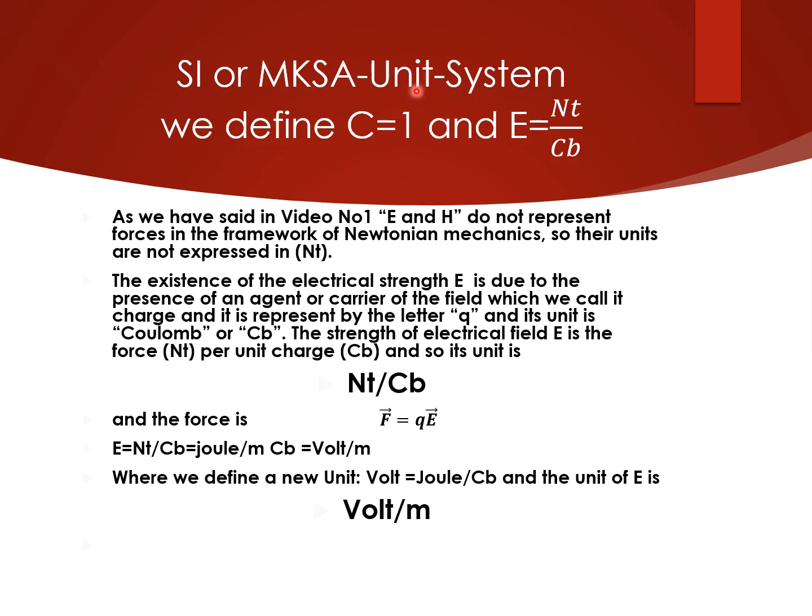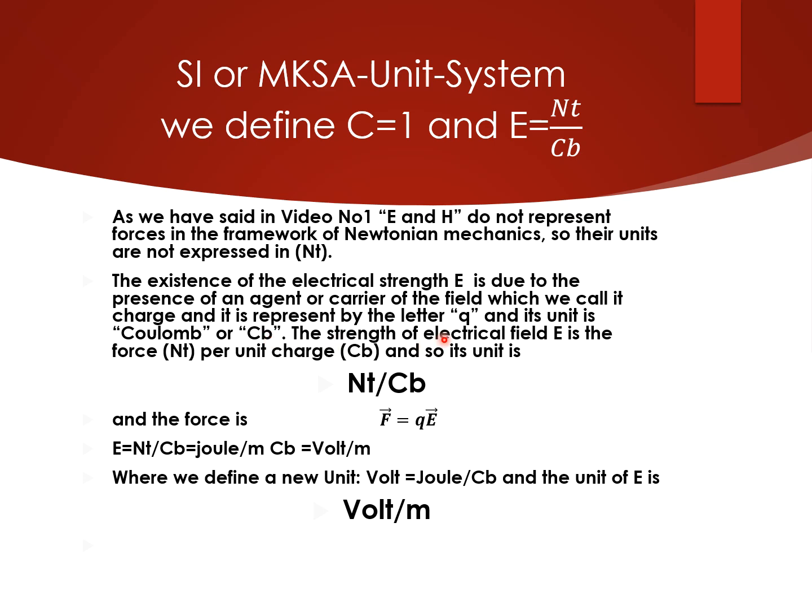In MKSA units, we define C equals 1 and E equals Newton over Coulomb. As we said in video number 1, capital E and capital H do not represent forces in the framework of Newtonian mechanics, so their units are not expressed in Newton. The existence of the electrical strength capital E is due to the presence of an agent or carrier of the field, which we call charge, represented by the letter Q, and its unit is Coulomb, or CB in short notation.